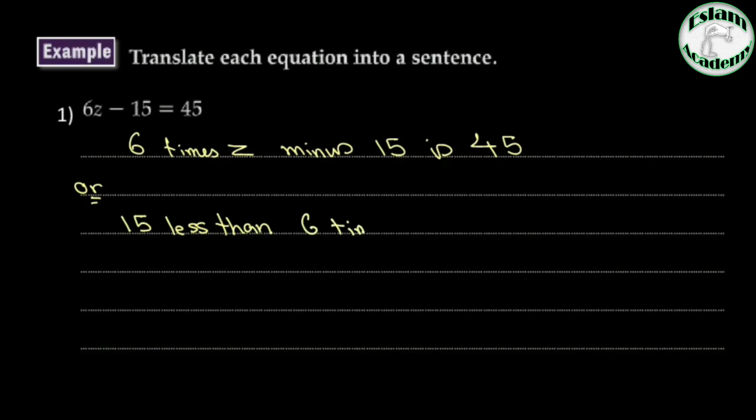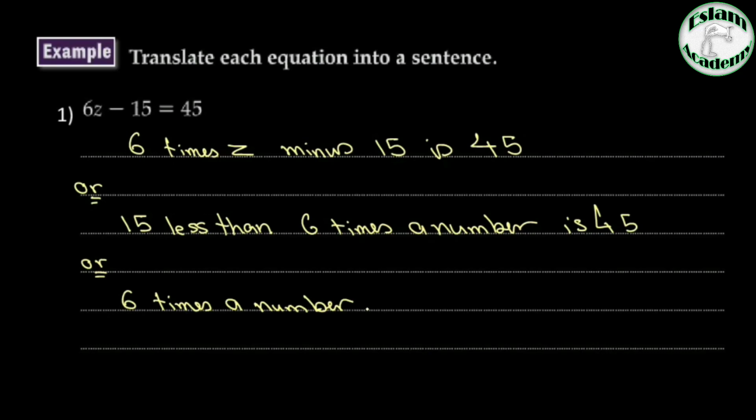6 times a number is 45. Or we can say it another way, which is 6z decreased by 15 is 45. Then it will be 6 times a number decreased by 15 is 45. So we can write the equation in many different ways.